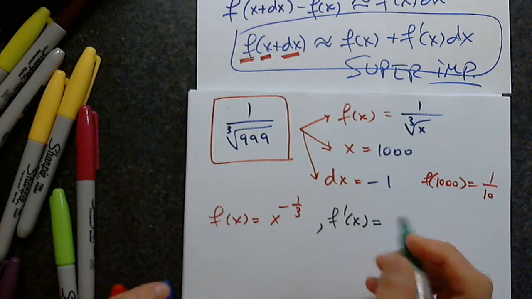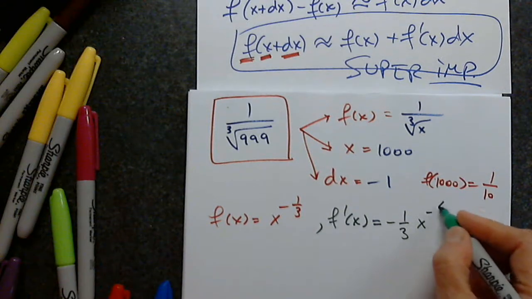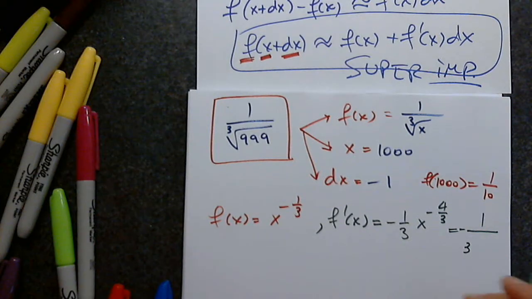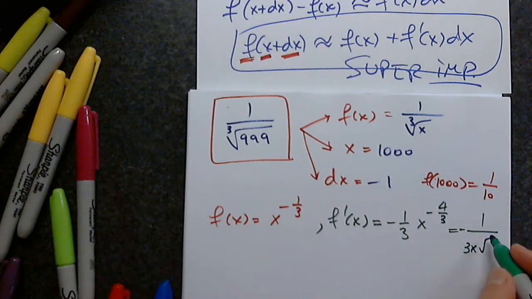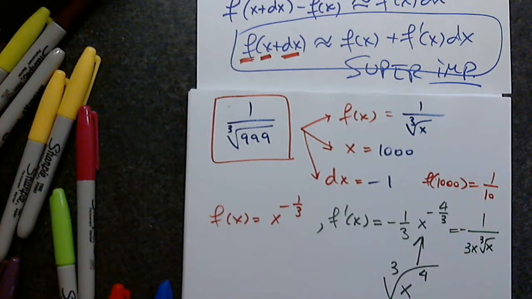So f prime of x is what? -1/3. Perfect. Times x to which power? -4/3, so -1 over 3 minus 3 over 3. Perfect. Very good. Now I have to change it back into a radical. So this will be the cube root of x cubed and x. So it's x times the cube root of x. It's the cube root of x to the 4th, 1 over, of course. So I changed it into x cubed and x, so an x is outside.